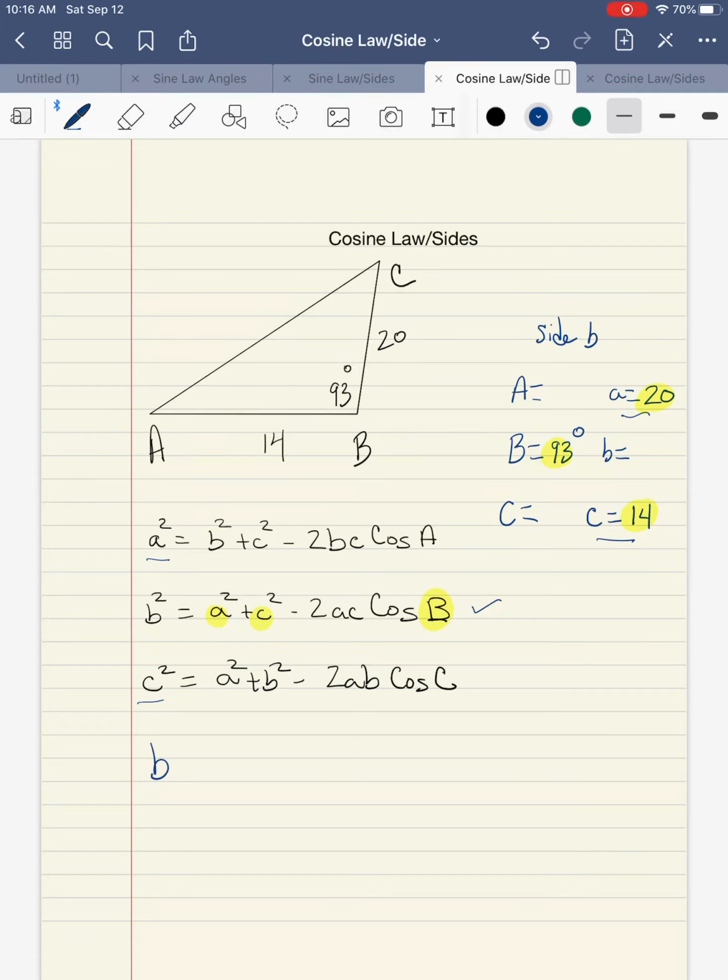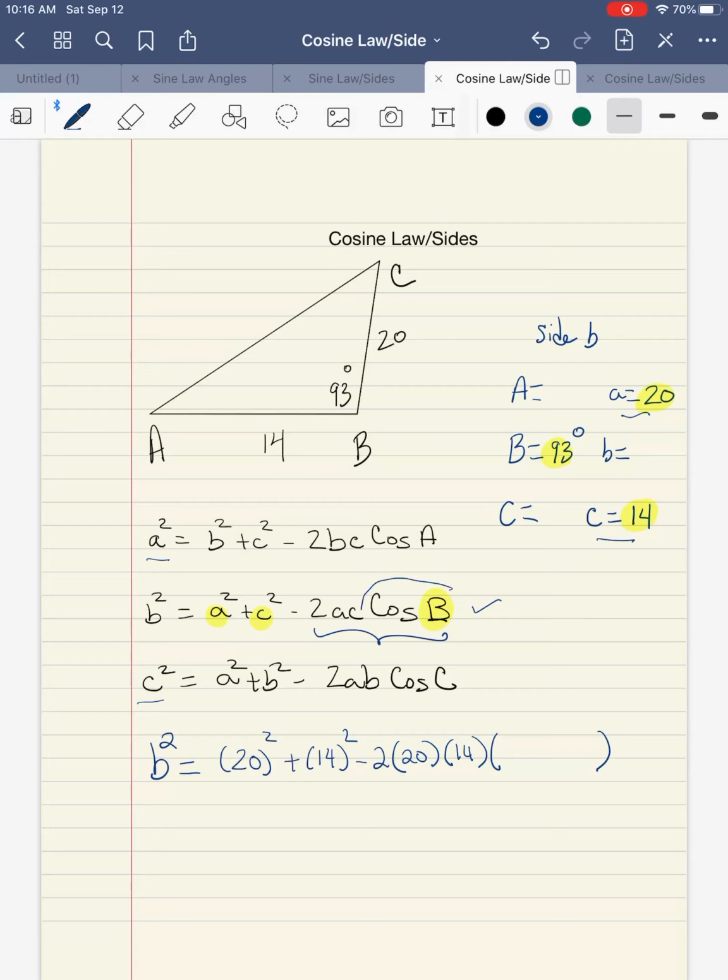So now we know which one we're going to pick. We're going to sub everything in. So again, I wouldn't try and do this all at once. Really easy to make a little mistake. Substitute your variables first. This part right here, I want to read that as 2 times side A times side C and times the cos of B.